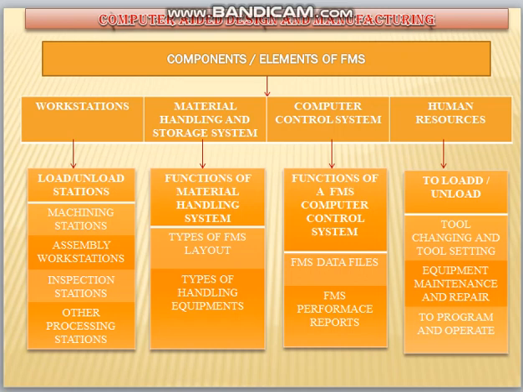And finally, human resources. In the case of human resources, all the loading and unloading of work parts is carried out by our human labor. Tool changing, tool processing, and tool settings are also done by human labor. Next, equipment maintenance, repair, creating part programs and operating according to the program, and overall maintenance are all carried out by human labor. So these are the various components of FMS.